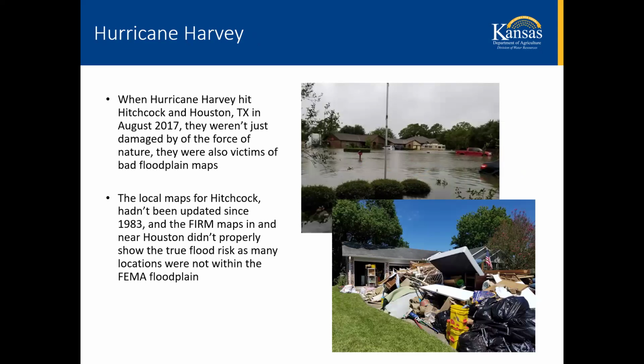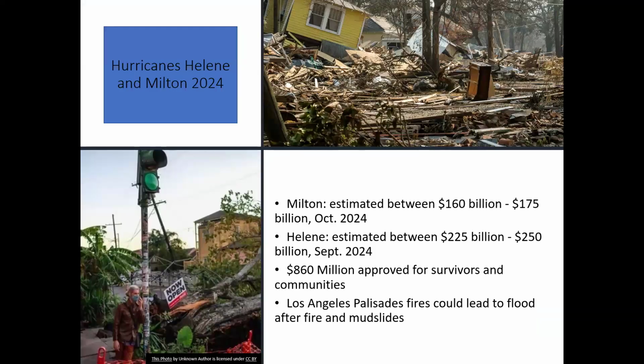So Hurricane Harvey in 2017 hit Hitchcock and Houston in Texas. And they weren't just damaged by the force of that, there were also outdated maps in these areas. At that time, those maps hadn't been updated since 1983. And so the risk was not properly reflected, and the regulations that may have prevented some of the damage were not able to be enforced because the maps are that regulatory product. So many areas that were at risk were not shown to be within the special flood hazard area. And so that was devastating.